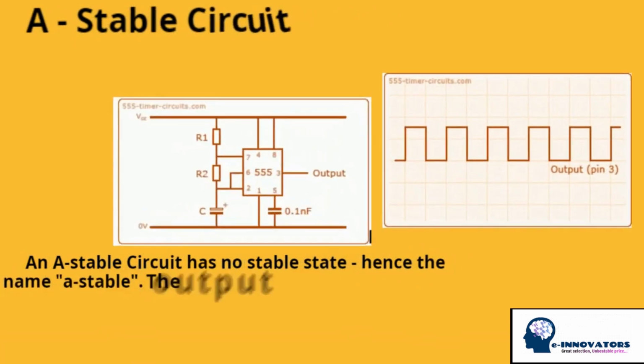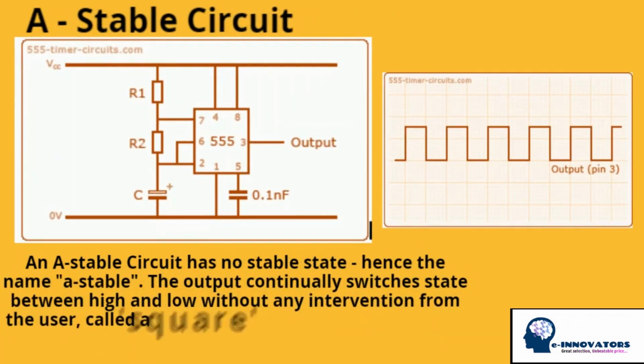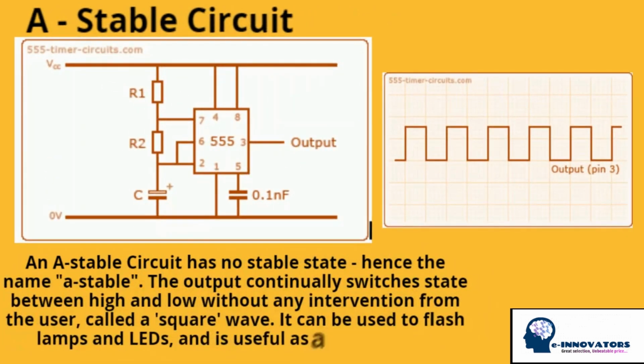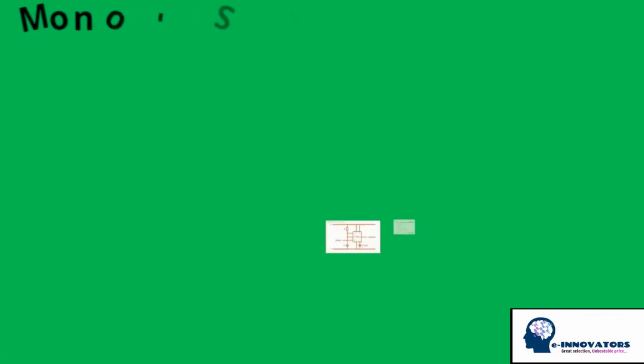Astable circuit has no stable state, hence the name astable. The output continuously switches state between high and low without any intervention from the user, called a square wave. It can be used to flash lamps and LEDs and is useful to have a clock pulse.